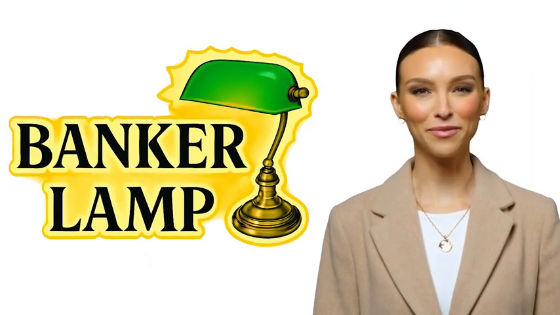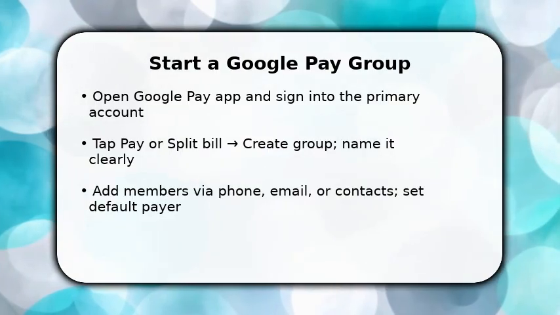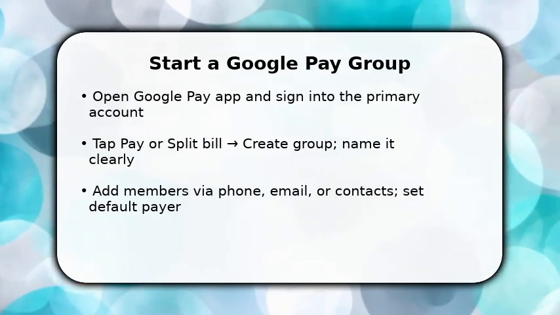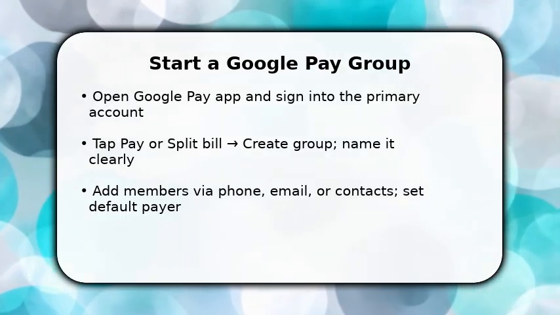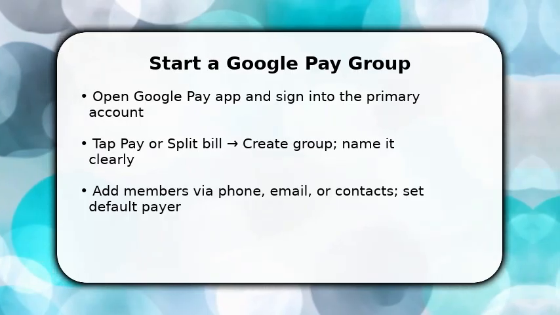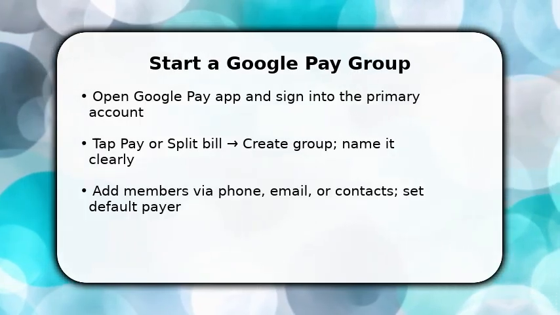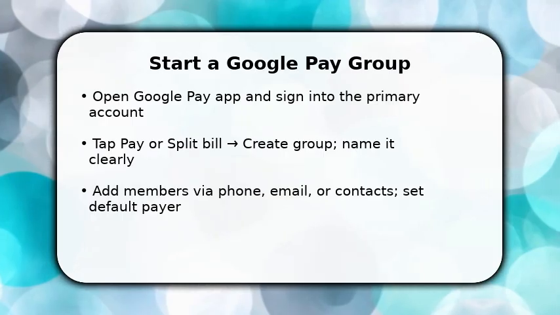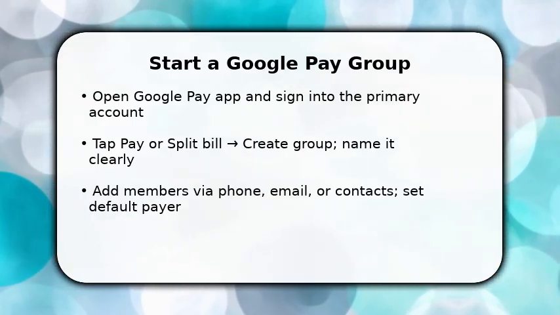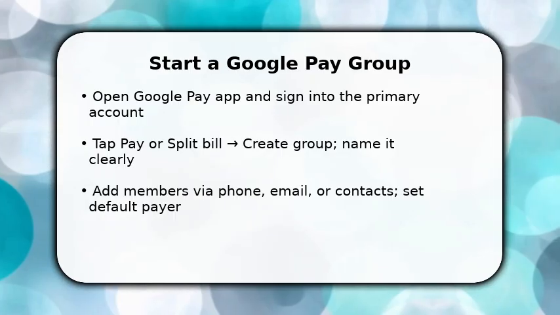Please enjoy the video. You begin by opening Google Pay and signing in. Make sure you use the account that will manage payments. Tap Pay, choose Split Bill, then create group and give it a clear name. Add members immediately using phone numbers, emails, or contacts so everyone receives an invite.